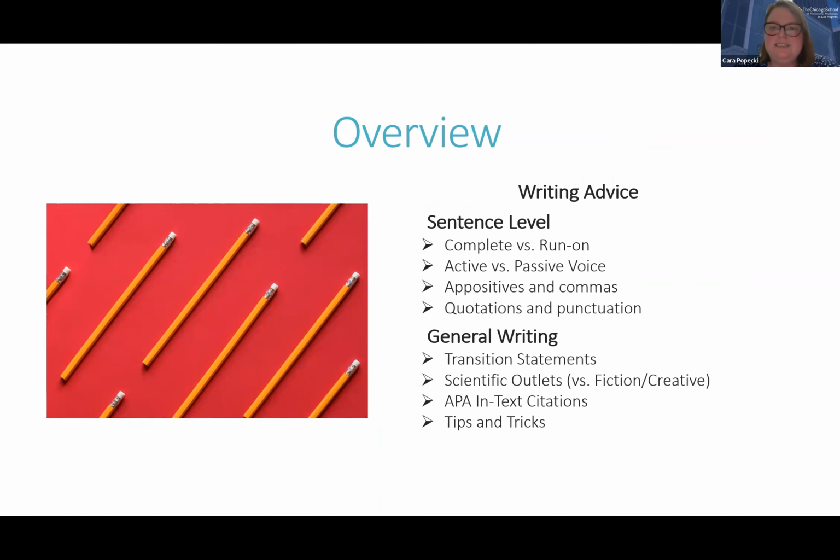So the sentence-level things I'm going to be going over today are different types of sentence issues, like complete versus run-on sentences, active versus passive voice. We're going to talk about commas. I know it's a sexy subject, but it's a worthwhile one. It's an issue I see all the time. We'll talk about quotations and punctuation. And then we'll go into more general writing tips, things like transition statements, and the difference between writing for a scientific outlet versus a creative or fiction outlet. And then we'll also talk about APA and in-text citations very briefly.